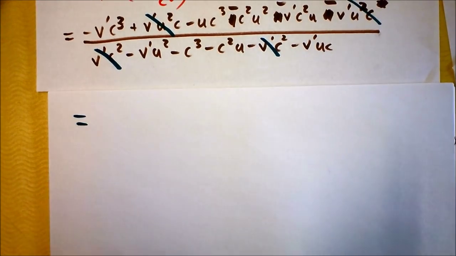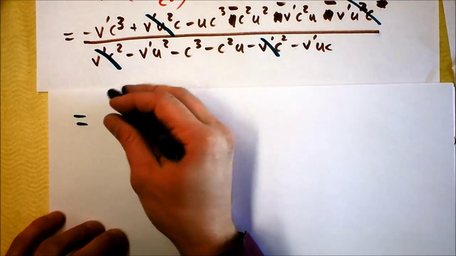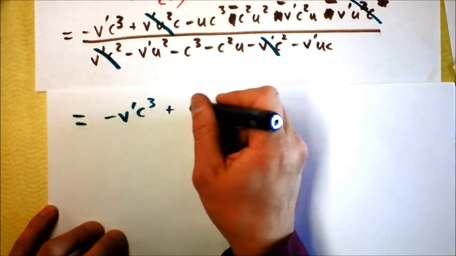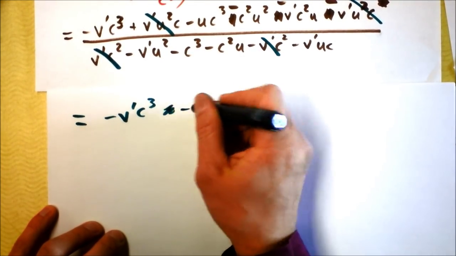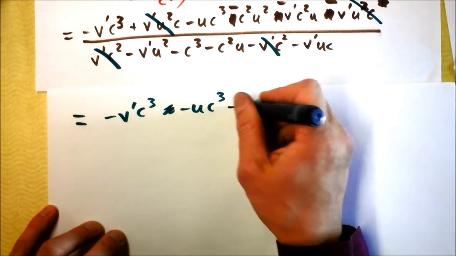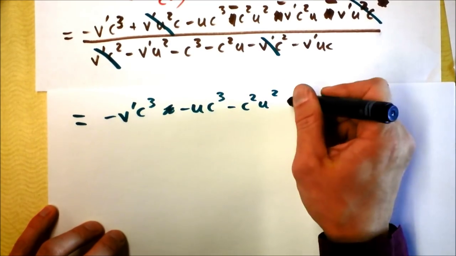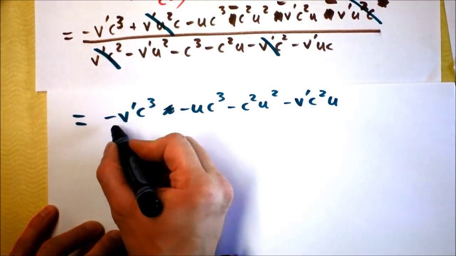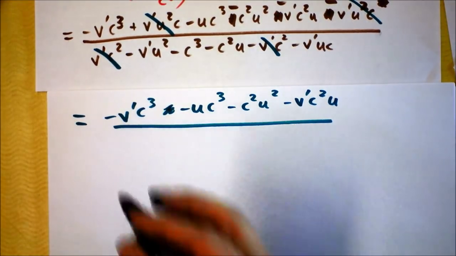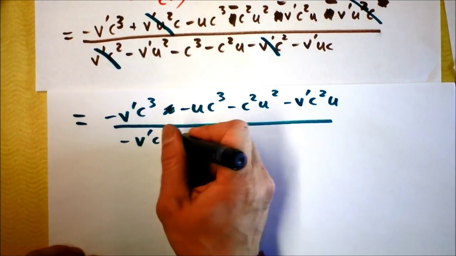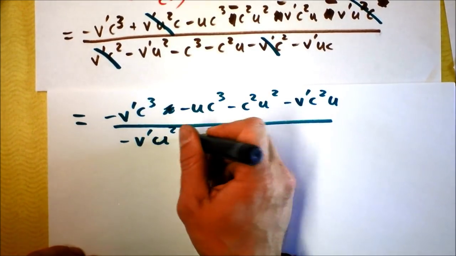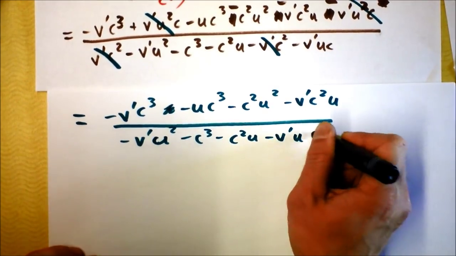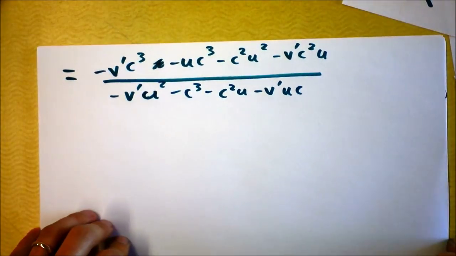Oh man, this is really cool. I'm actually going to just write it all out here as we clean this up. It's minus v prime times c to the third plus minus u times c to the third minus c square u square minus v prime c square u, and then that's, oh man, just four terms in the numerator, ain't no thing, v prime, so that's multiplied by u square minus c to the third minus c square u minus v prime u c. No problem at all, you see?